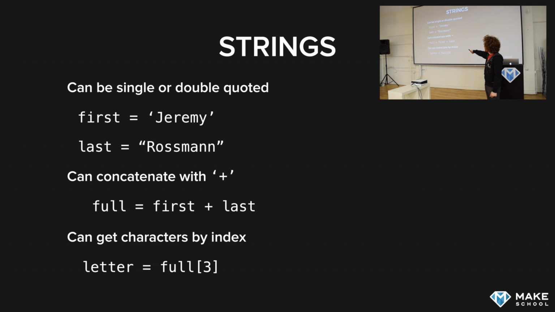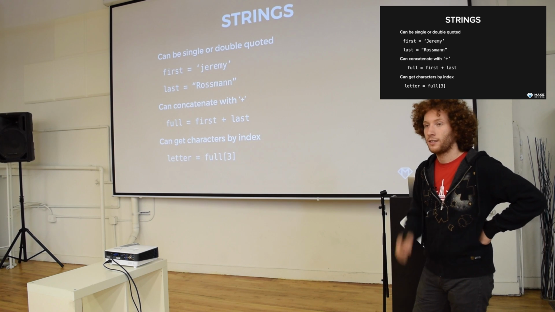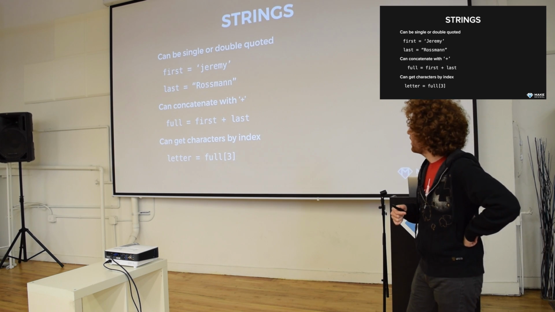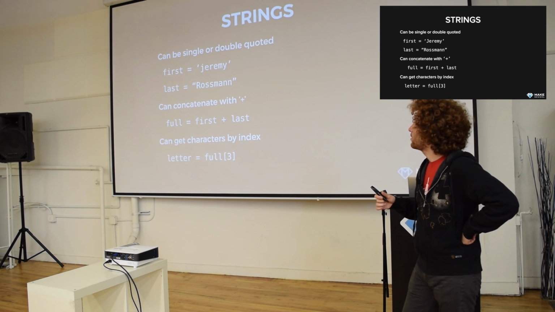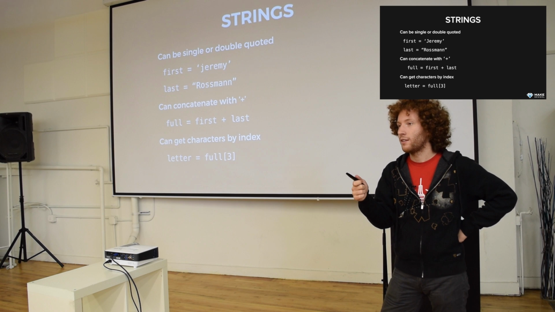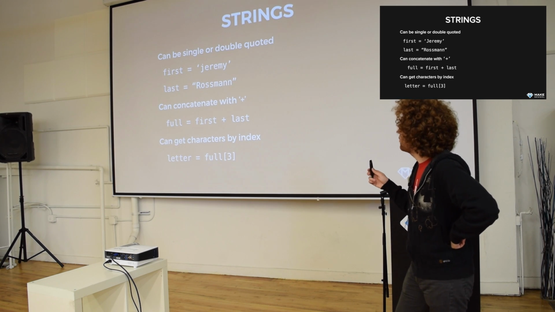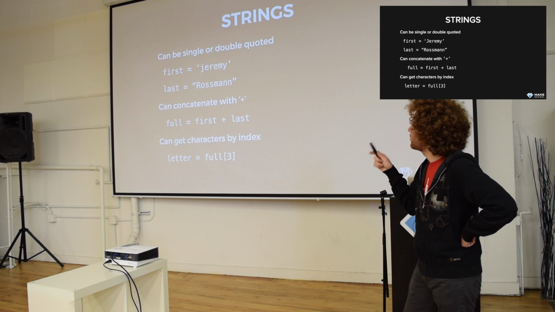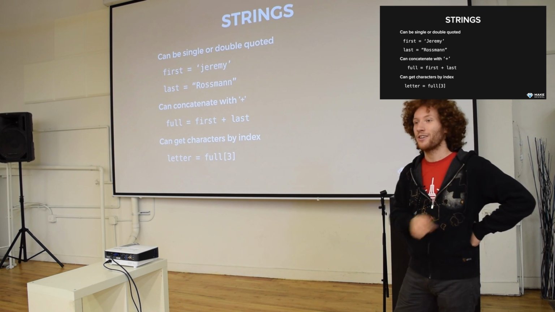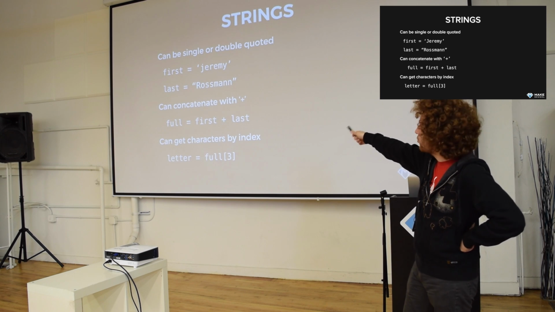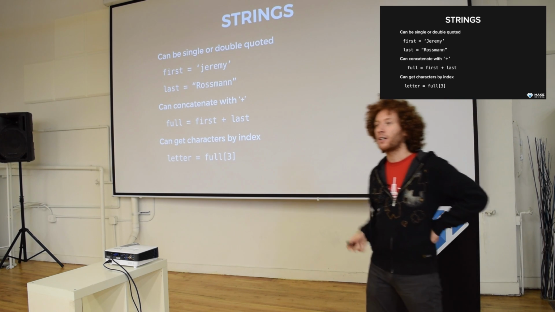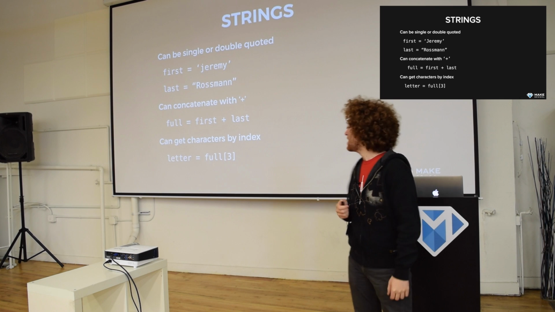So could someone tell me what full sub 3 would be here? Yes? L? No. Full sub 3, yes? No. Index from 0, there you go. E. Full is Jeremy Rossman with no space in between. We index from 0, so the 4th letter in colloquial speak is the E.